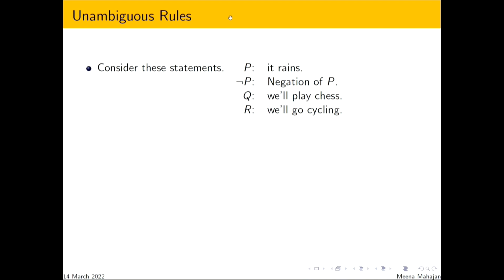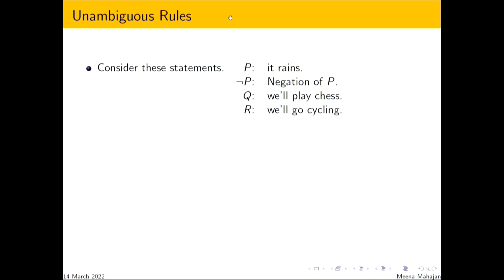P is the statement that it rains, and this symbol here is the negation symbol. So negation of P is that it does not rain. Now you can already see the difference between logic and natural language. In natural language, negation of P could be stated as it does not rain, or it could be stated as it is not true that it rains, or not of it rains.